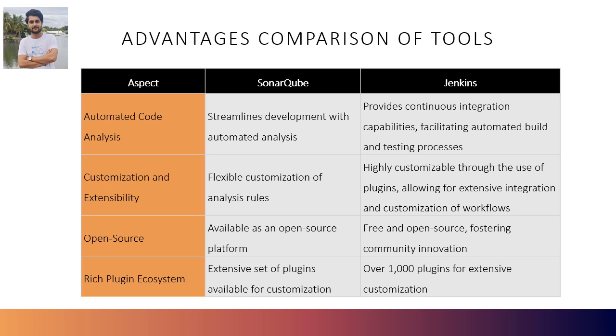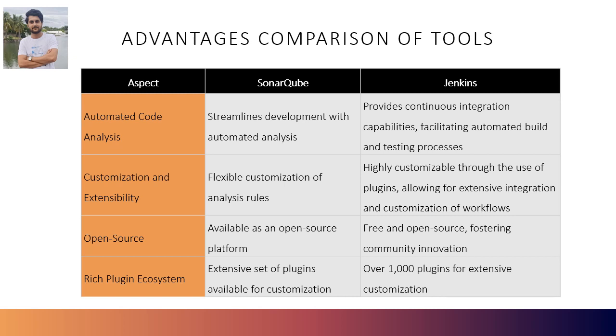Looking at the first aspect, automated code analysis, for SonarQube, it streamlines development with automated analysis. So it elevates the development workflow by implementing automated analysis, which proactively scans for problematic code patterns and security vulnerabilities. This not only streamlines the process but also significantly enhances code quality by providing developers with actionable feedback and insights, enabling them to make corrections before code is merged into the main branch.